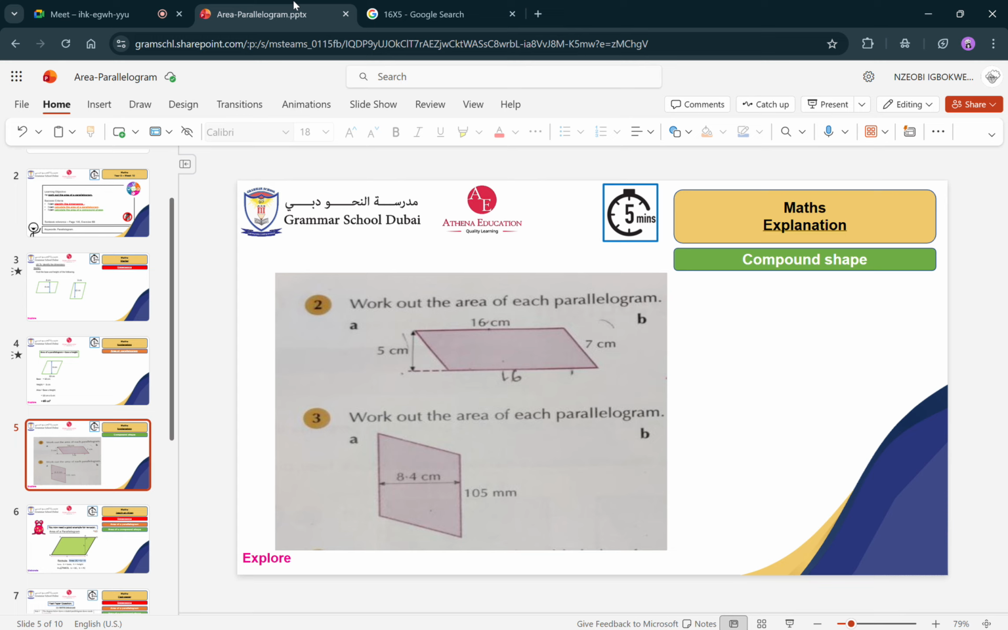Okay, now say what you were saying. To convert from millimeter to centimeter, you divide the number by 10. Done.